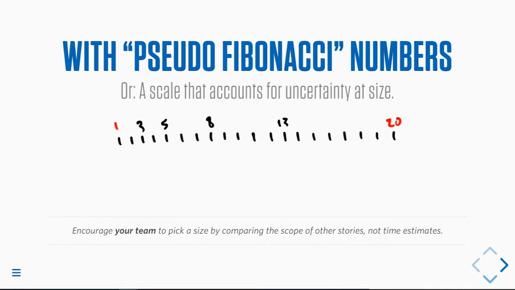And we use, for the math geeks, pseudo-Fibonacci numbers to size stories. This is just a scale that accounts for uncertainty at size. One reason that we break epics into thin slices is because humans have a hard time estimating a scale with precision, and this applies for story points too. So we have 1, 2, 3, 5, 8, 13, 20.